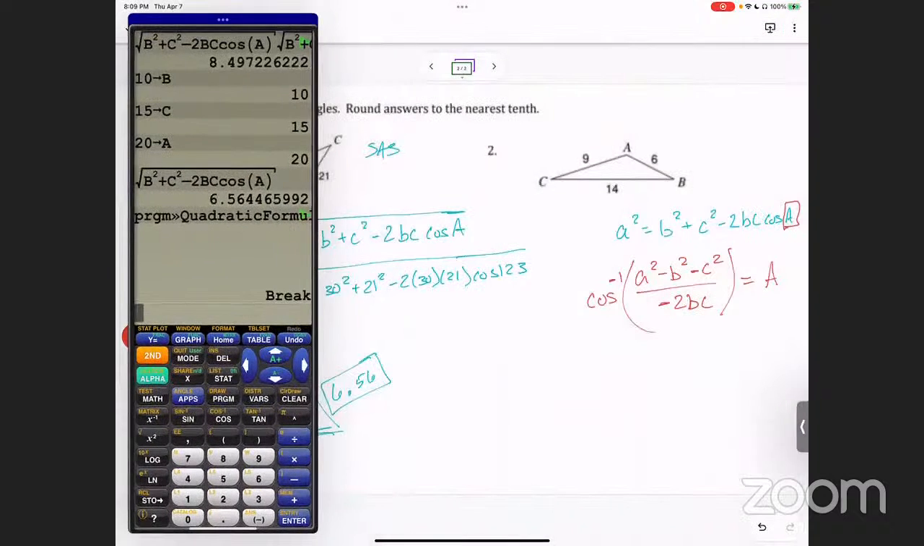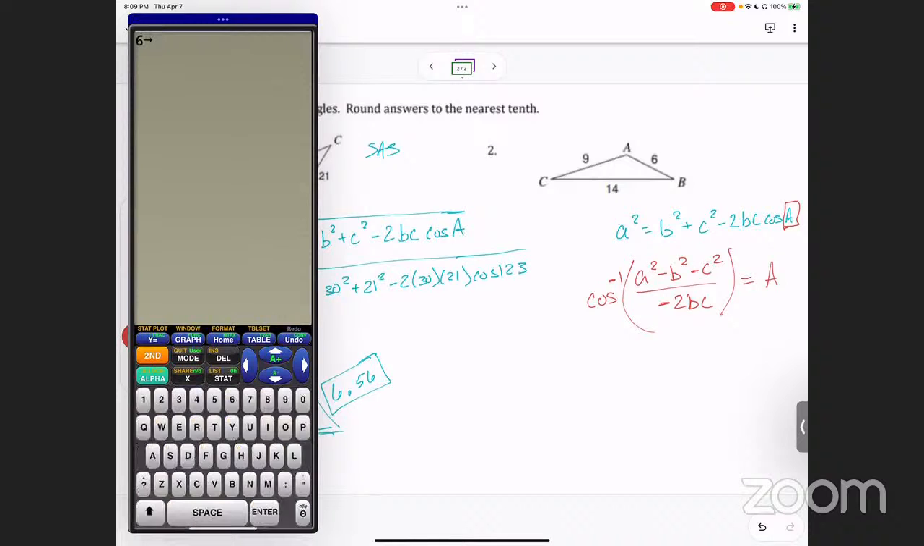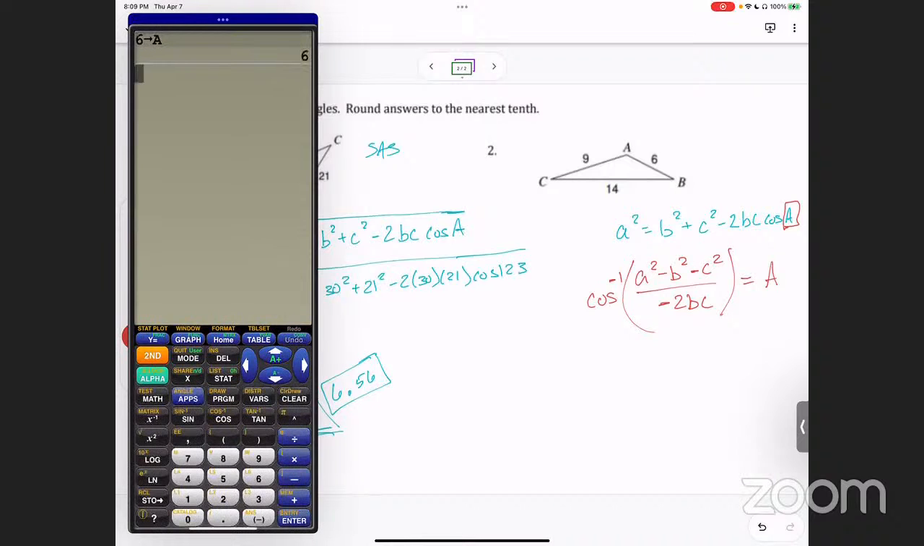Okay, so watch. I'm going to use my formula now to do this. Watch how cool this is. I'm going to clear everything out. So I'm going to just go ahead and type in, I'm going to store 9, 6, and 14. So 6, I'm storing for A. 9, I'm storing for B. And 14, I'm storing for C.